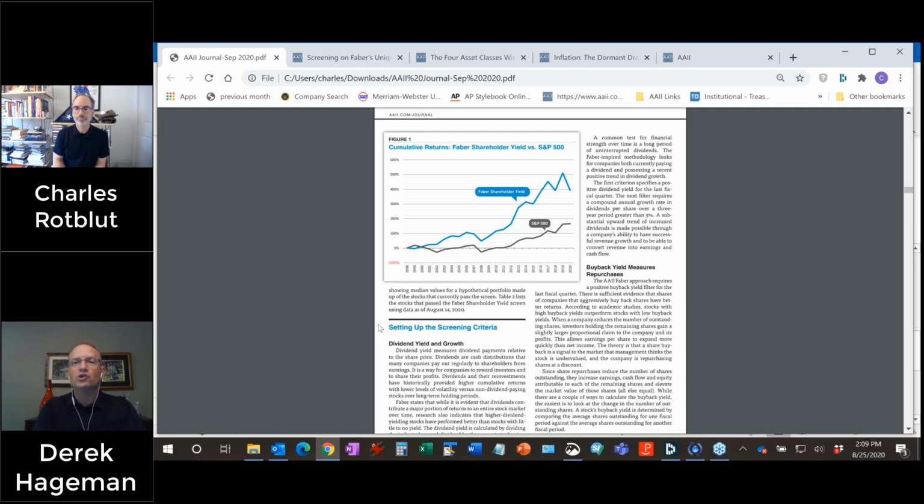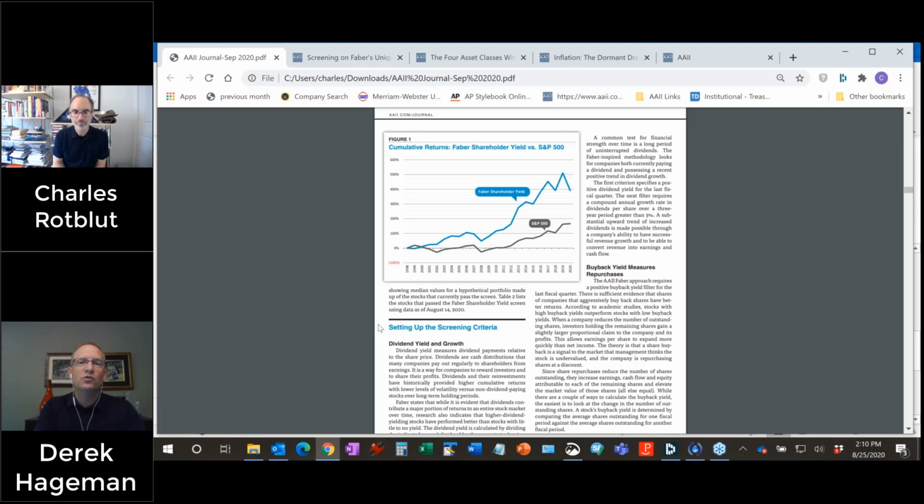And so another common trait for financial strength over time is looking at a long period of uninterrupted dividends. So the Faber-inspired methodology looks for companies that both currently pay a dividend, of course, and possess a recent positive trend in dividend growth. So one of the criteria that we specified was positive dividend yield for the last fiscal quarter. And then the next filter required that the compound annual growth rate in dividends per share over a 3-year period had to be greater than 3%.